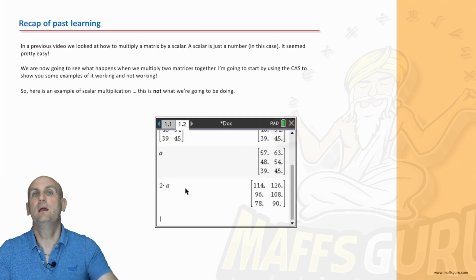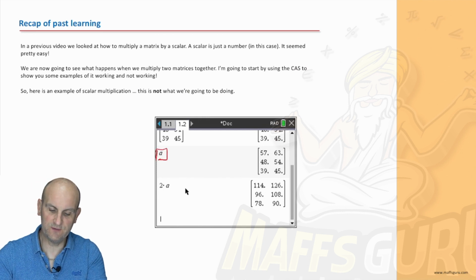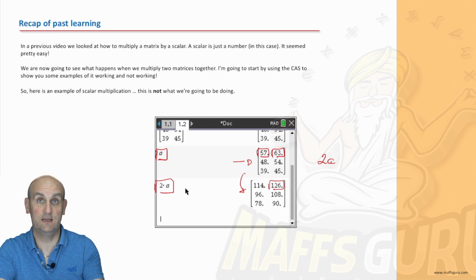Now, what are we dealing with? As I said a moment ago, we dealt with scalar multiplication. That was where we took one matrix, and here we defined matrix A. And then by doing 2A, it told the calculator to take every one of the elements and multiply it by 2, which is exactly what came up there. So if we took each of these individual elements and checked its partner, we would see that they would double in size. That's scalar multiplication.